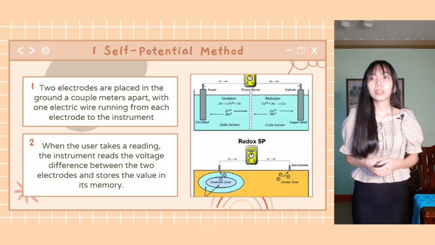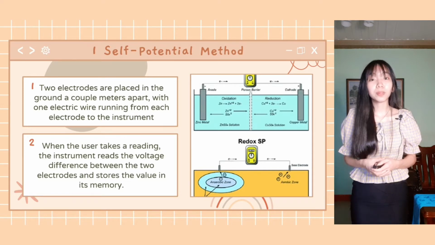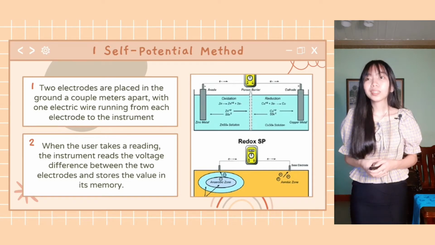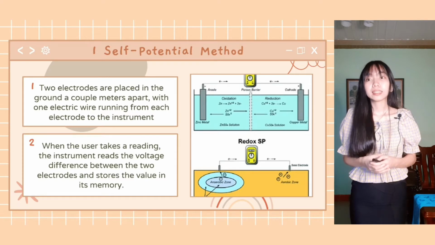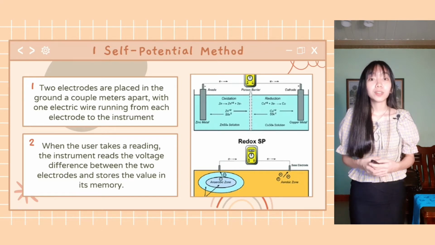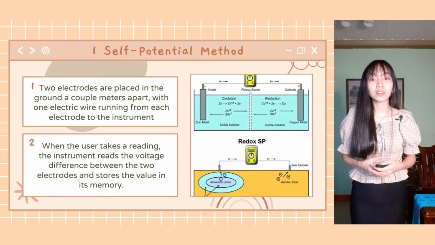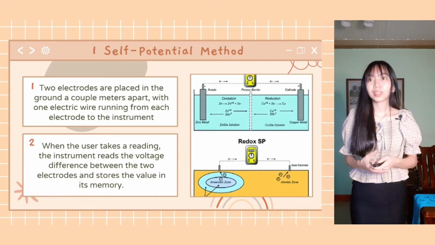First, two electrodes are placed in the ground a couple meters apart, with one electric wire running from each electrode to the instrument. Then, when the user takes a reading, the instrument reads the voltage difference between the two electrodes and stores the value in its memory. The figure shown is an illustration of the process of the self-potential method.